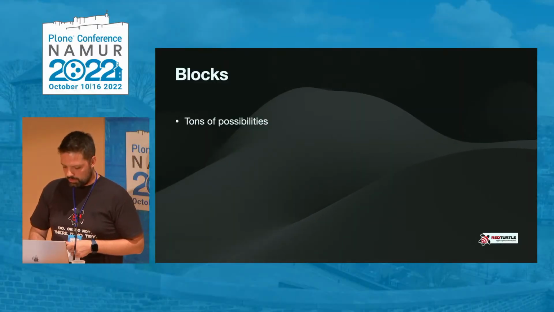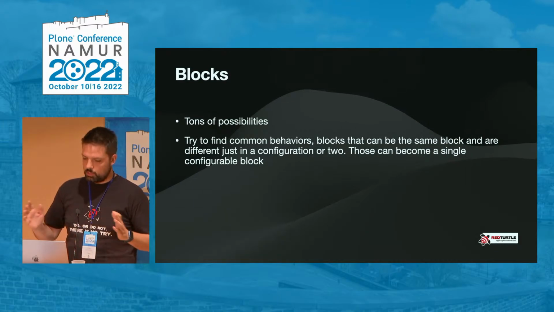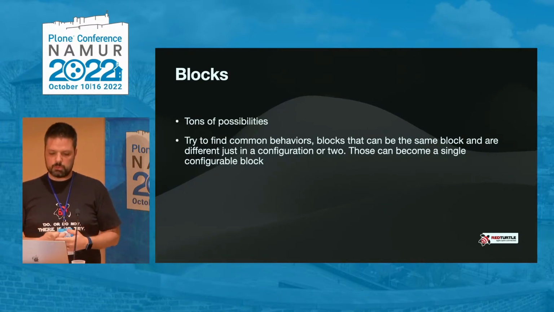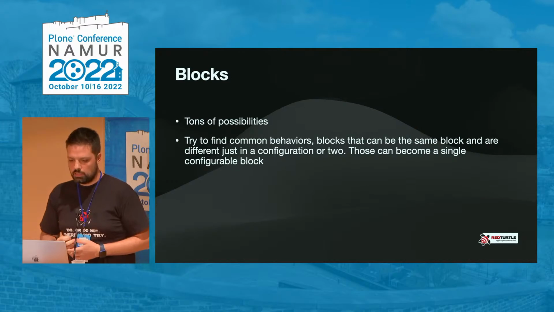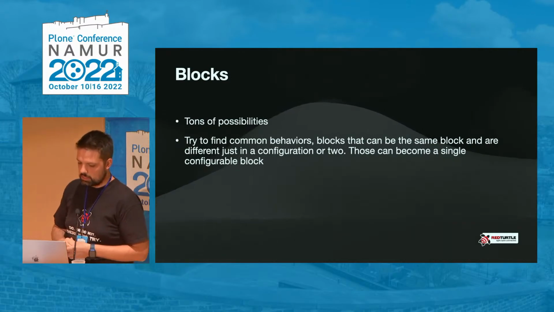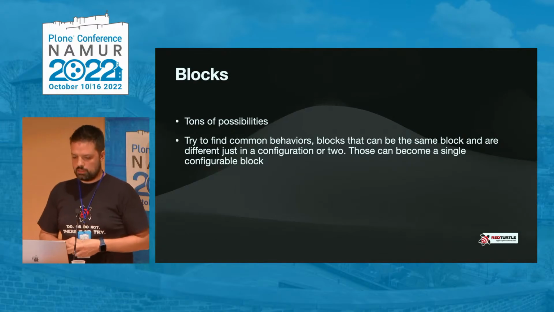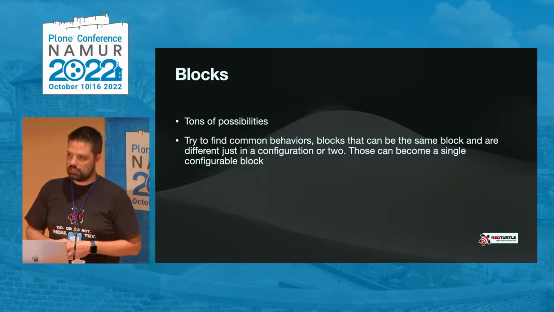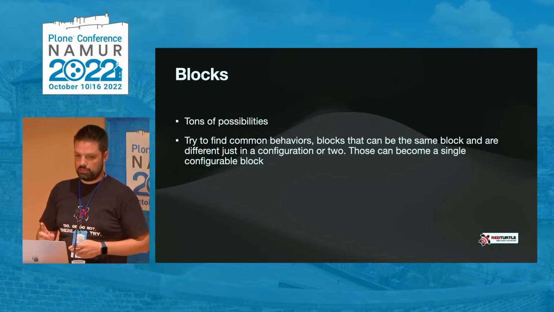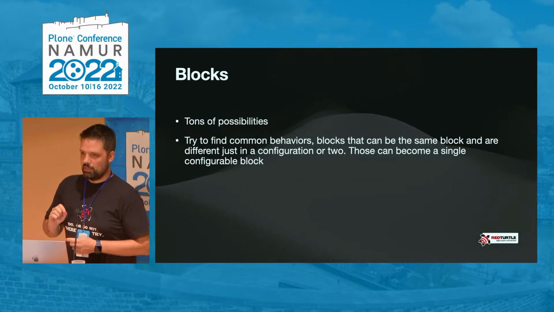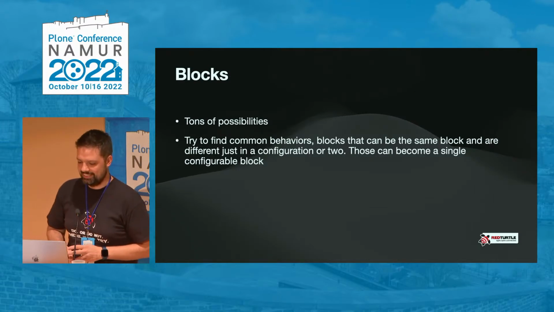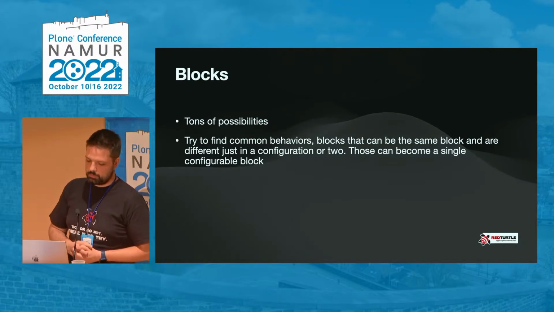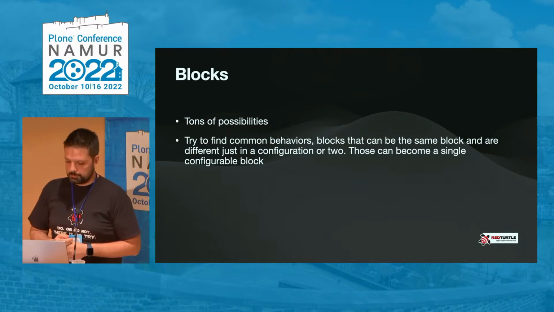And so what you need to do, in my opinion, is look at the blocks and try to find common behaviors among those blocks, even if they look slightly different. Try to find blocks that can be the same block and have just a different configuration. Try to find those that look similar, but in how the designer intended them to work are actually different, which is not so uncommon a pitfall. But those that actually behave similar can be just a single configurable block.